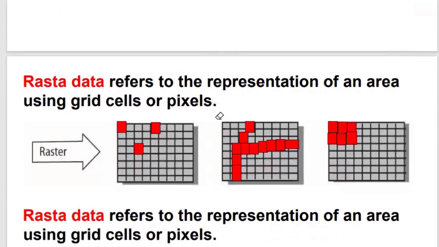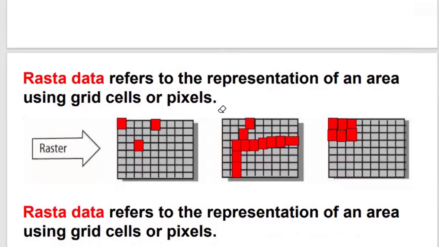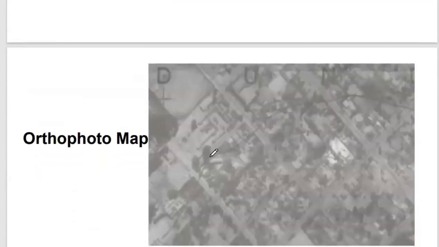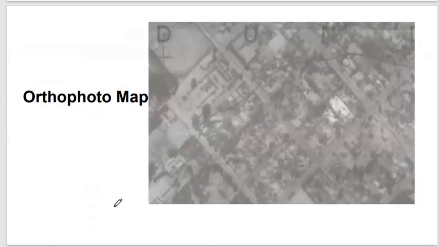Right, we move on to raster, like what we've been talking about. We said raster uses grid cells or pixels. You can see how the grid cells look, with those red markings on those particular grid cells. That is the usage of grid cells to present information using raster format. And also the pixels, we are using an example of an orthophoto map here.